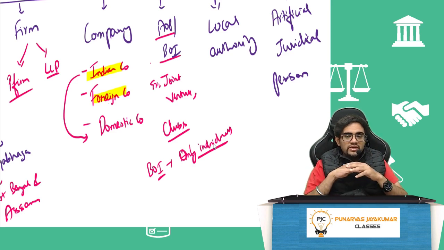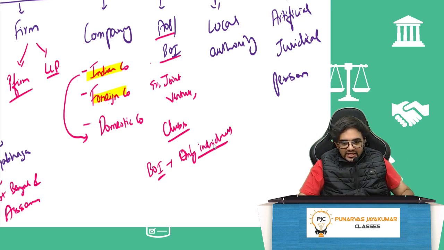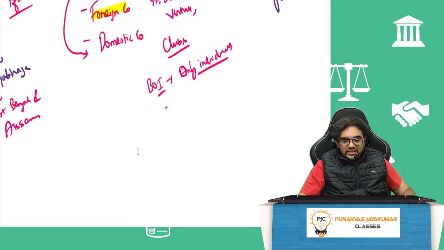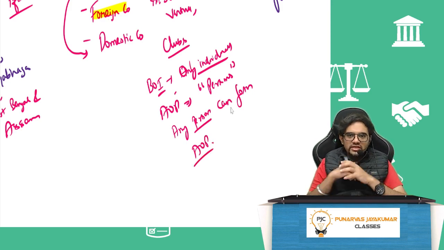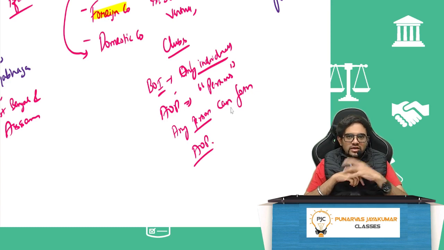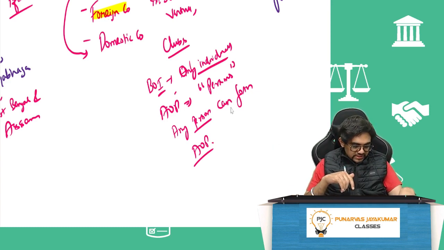Means what? AOP can be a combination of firm and company. It can be a combination of individual and company, individual and firm, like that. So AOP is generally formed by any person, and there will be some profit objective there. It's an association of persons. Persons are coming together. Any person can form the AOP. Company and firm can come together. Individual and company, individual and firm, they can come together and form the association of persons.